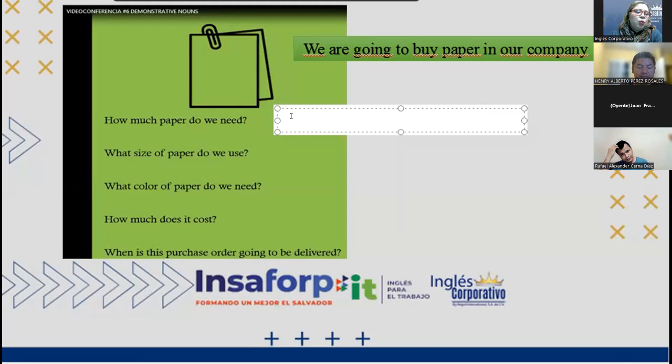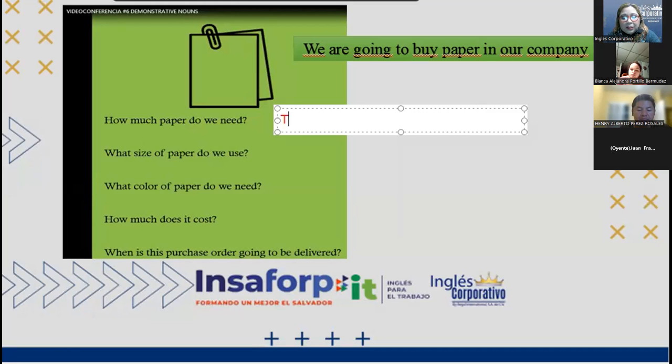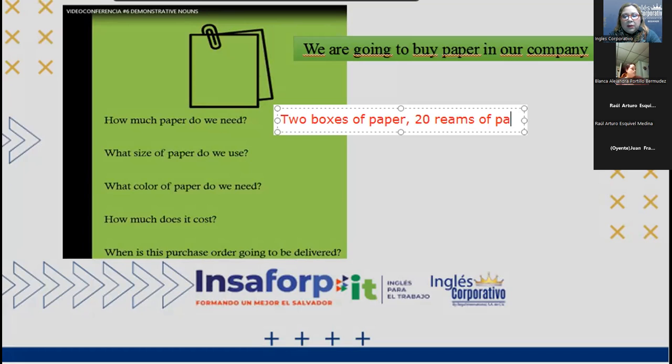Vamos a ver entonces, how much paper do we need? A ver, una idea. Two boxes of paper. Okay, 2 boxes. How many reams of paper does a box contain? 10 or 20. Okay. 2 boxes of paper. It means, digamos, ¿cuántas resmas? How many reams? ¿Cuántas resmas hay en cada caja? In each box. There are 10. Okay, then 10. If they are 10, we need 20, right? 20 reams of paper. Is it okay? 20 reams of paper.